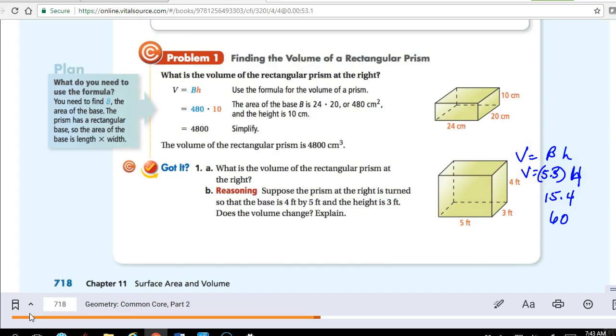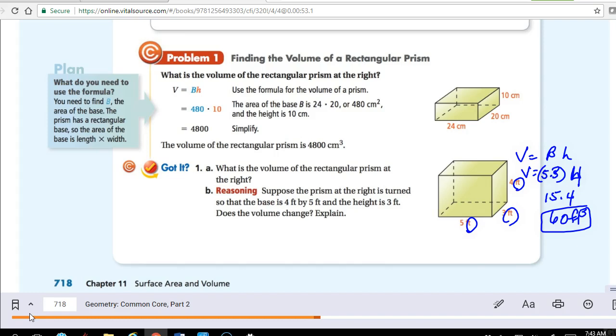And then we have feet times feet times feet. And so that's going to become cubic feet, as we call it. So the answer for this is going to be cubic feet here. It says, suppose the prism at the right is turned so that the base is 4 feet by 5 feet and the height is 3 feet.